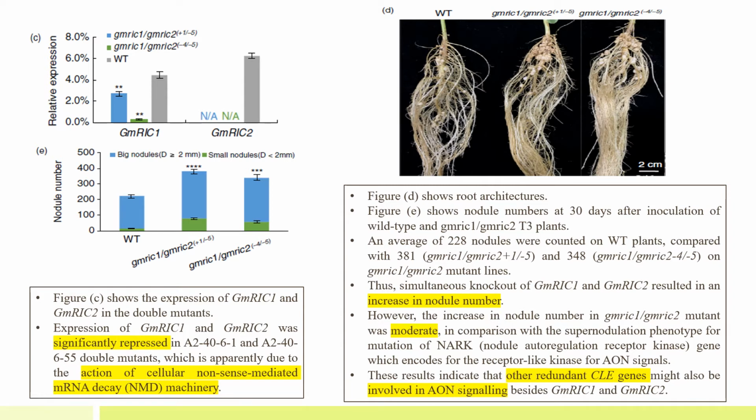Figure A shows the nodule number at 30 days after inoculation. You can see that the two mutant plants have a higher nodule number compared to the wild-type plant. This result indicates that other redundant CLE genes might also be involved in LN signaling.